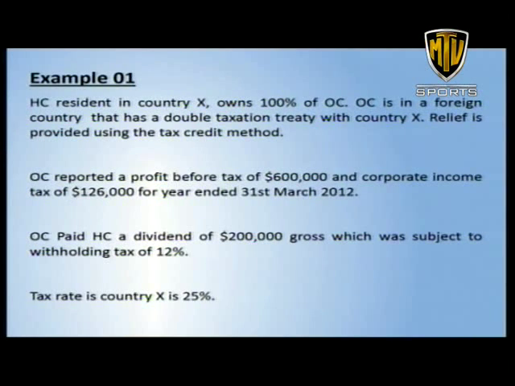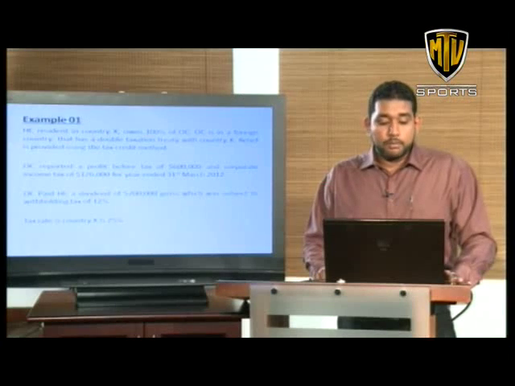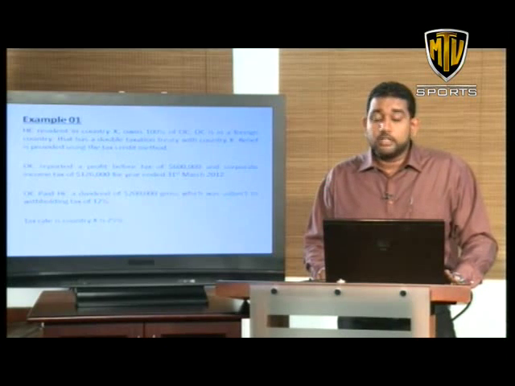OC reported a profit before tax of 600,000. Remember, it's profit before tax, and when we are calculating underlying tax, we've got to consider the profit after tax. It's profit before tax that is given here, 600,000. And the corporate income tax element is 126,000 for the year ended 31st March 2012. OC paid HC, the parent company, a dividend of 200,000 gross.